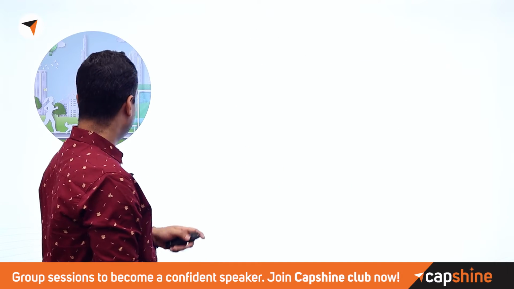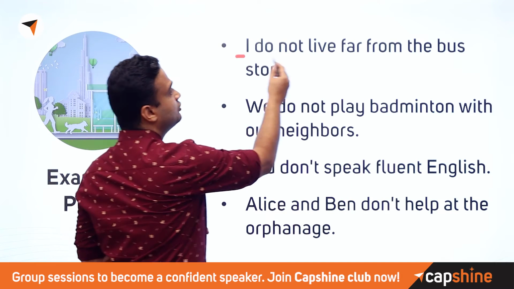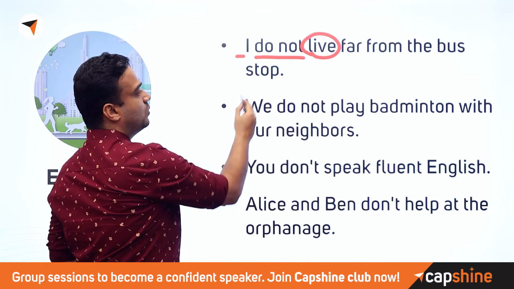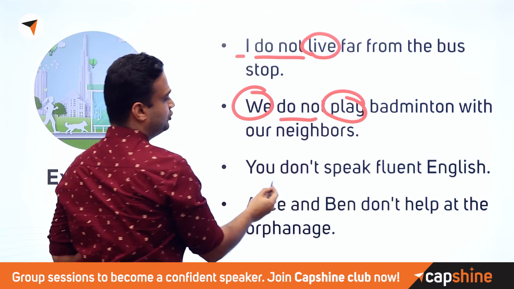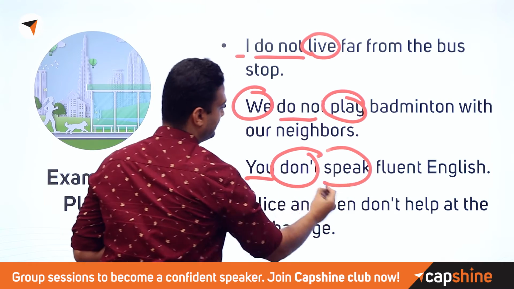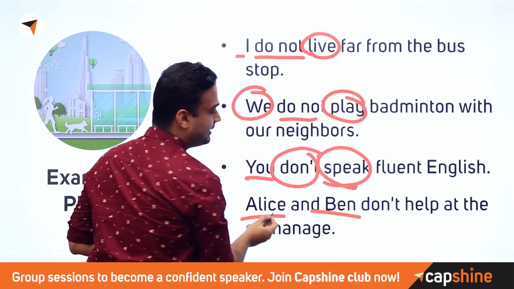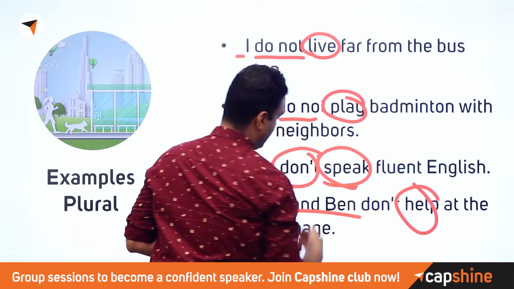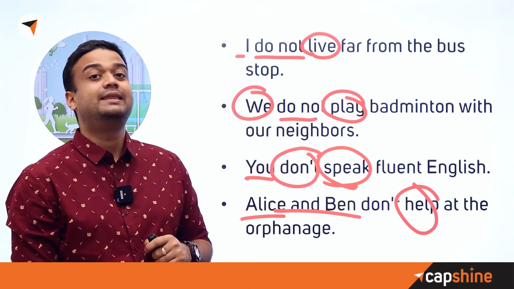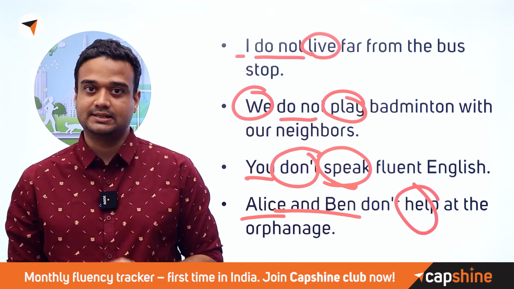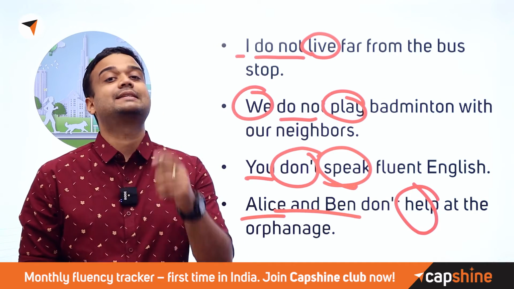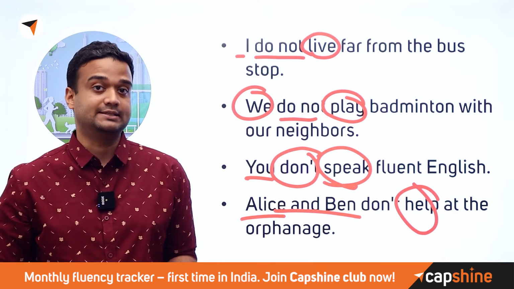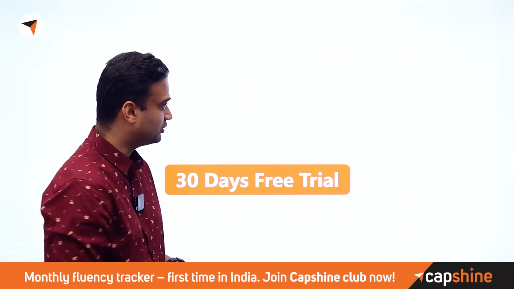What about for plurals? Well, I do not live far from the bus stop. So live again, base form. We do not play. You do not speak. And of course, Alice and Ben being plural as a combined subject do not help at the orphanage. So these are the ways you create negative sentences in the present simple. The same rules of habits and things that are generally true apply to these as well. Do watch part 1 if you haven't already.